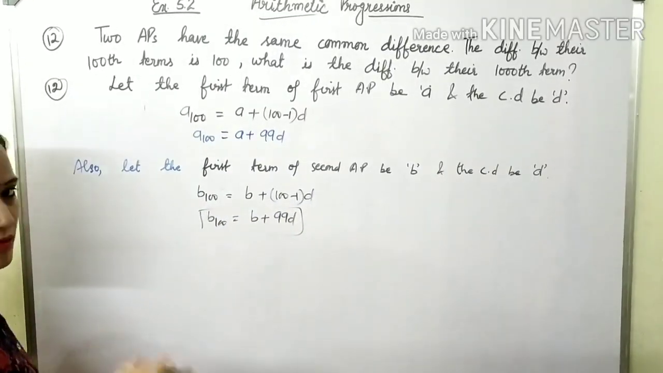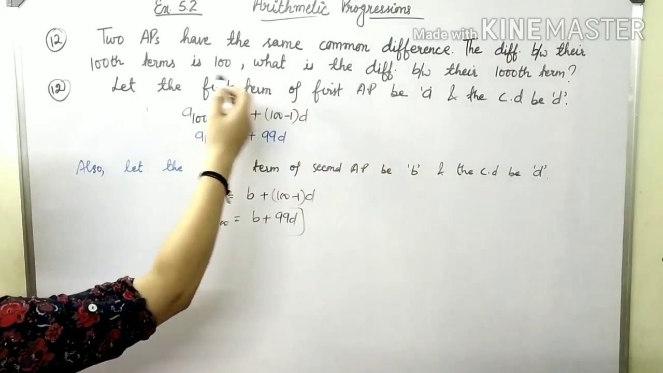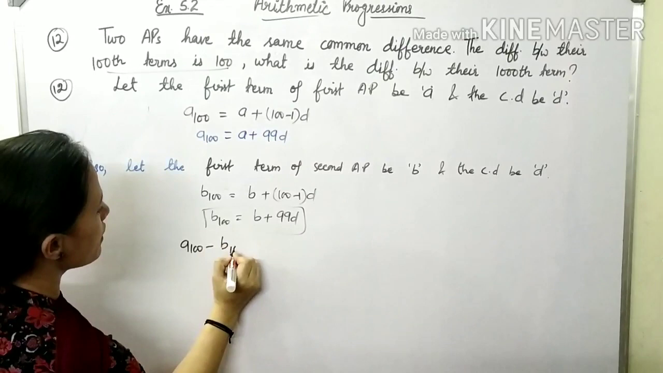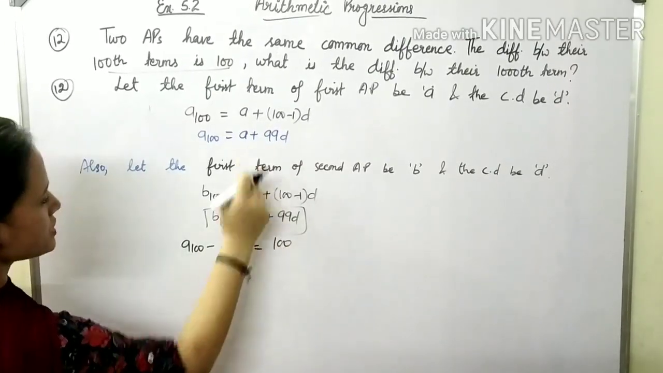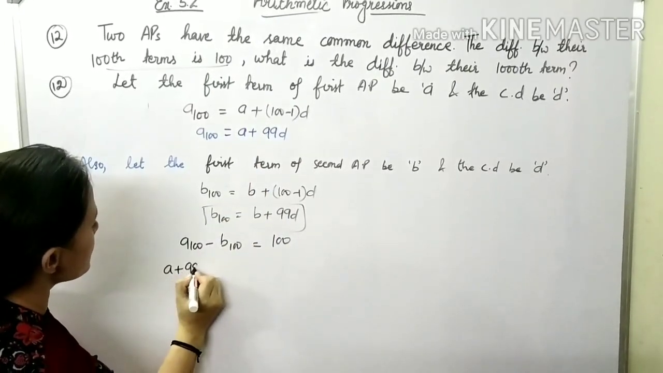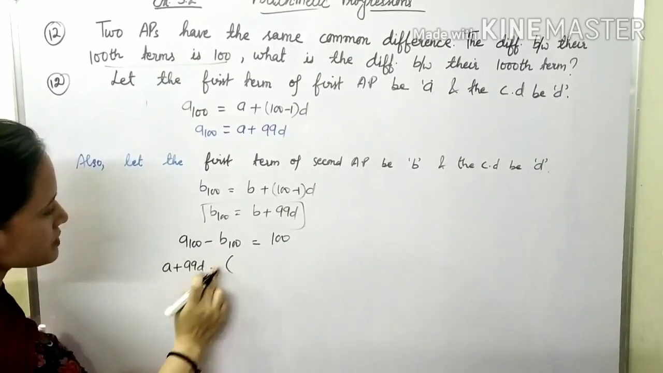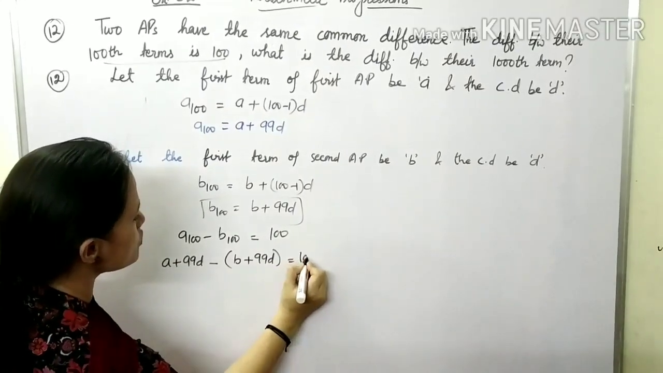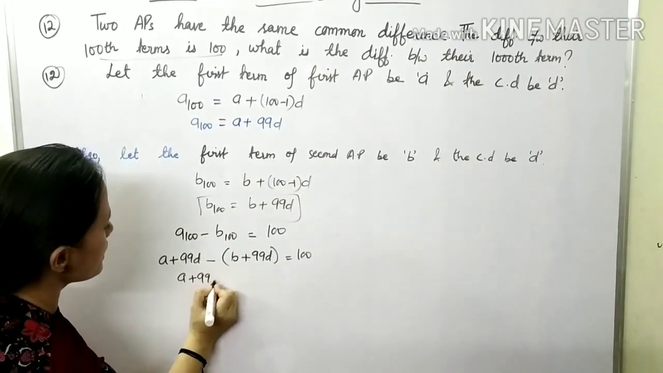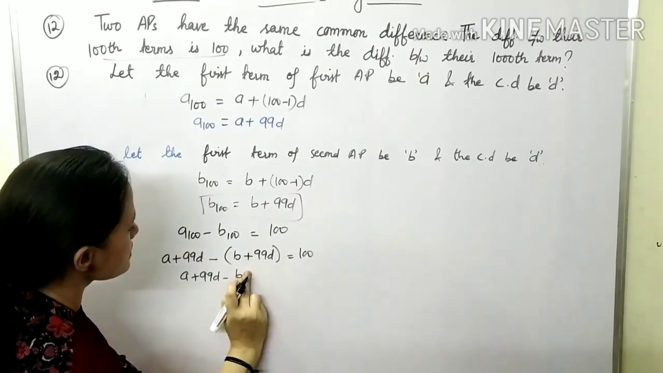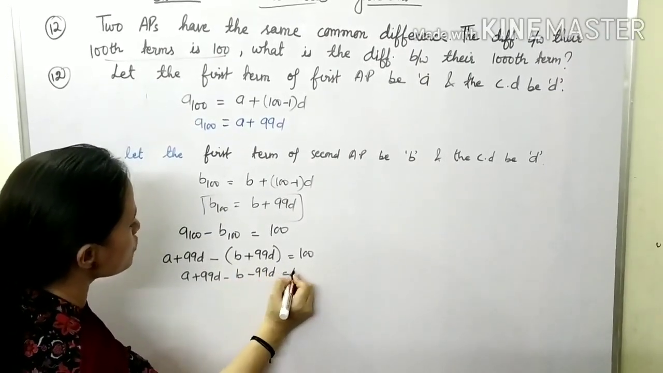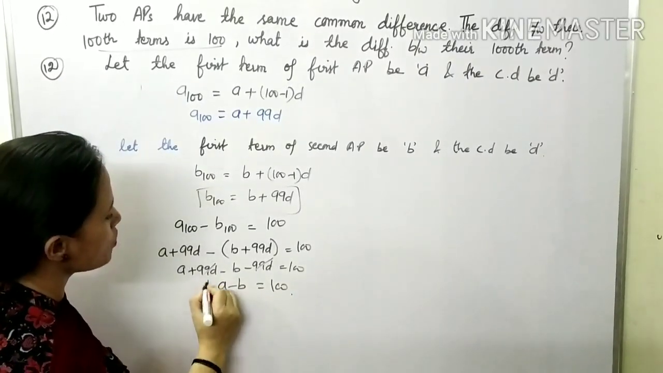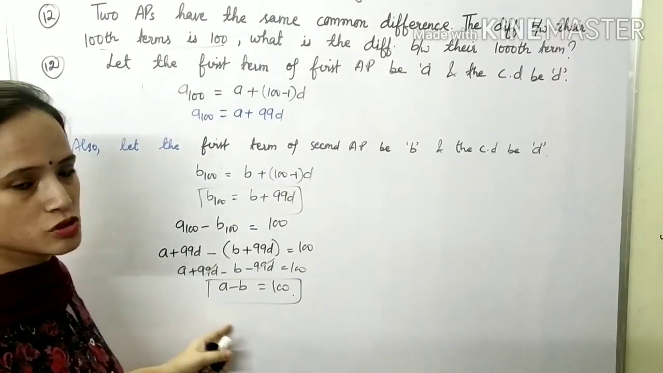Now it is given that the difference between their 100th term is 100. So we will write A100 minus B100 is 100. We'll just substitute the values. A plus 99D minus, now since minus is there, so we'll have to put the bracket, B plus 99D is equals to 100. So A plus 99D minus B minus 99D is equals to 100. So this is giving us A minus B is equals to 100. It means the difference between their first terms is also 100.